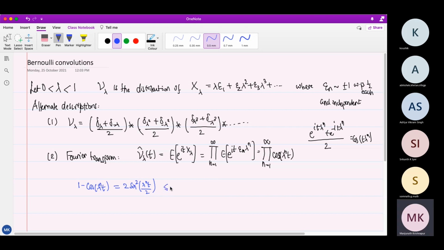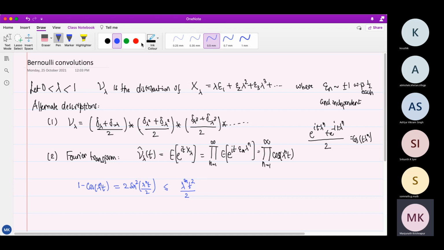This is anyway positive, between 0 and 1, whereas the sine is between minus 1 and 1. So I'll just write, since sin x is less than or equal to x, it will be bounded by lambda to the 2n into t square by 4. I'll just remove the 2 here. So it is bounded by this, and this is rapidly summable.